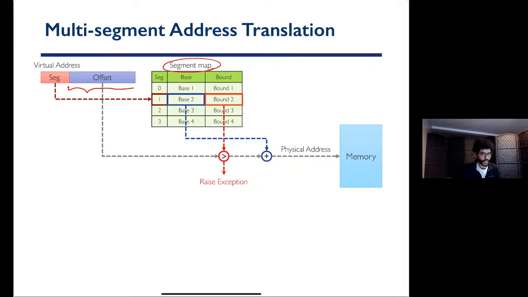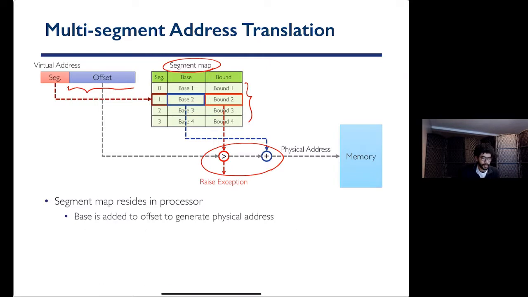So this portion, how we're using base and bound, is very similar to what we saw with base and bound. The only difference is now we have a bunch of them. We don't have a single base and bound for the entire program. We have a base and bound for each segment of the program.